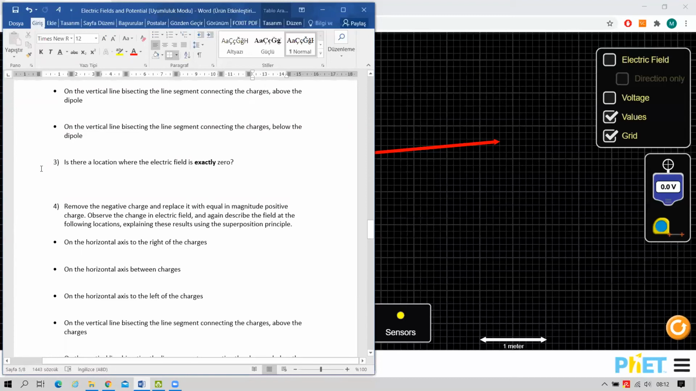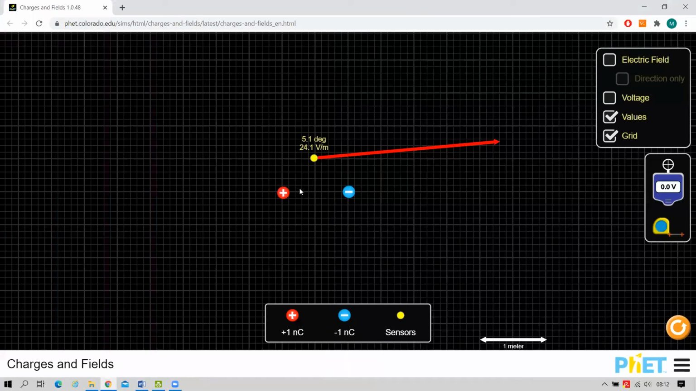Item number 3 of the second part of the report: is there a location where the electric field is exactly 0? Try to find the location of these two charges, the dipole system. You will try to find it just on your screen, of course.